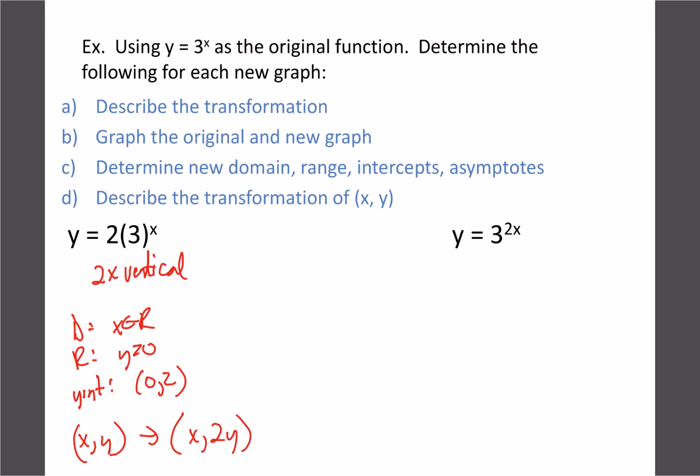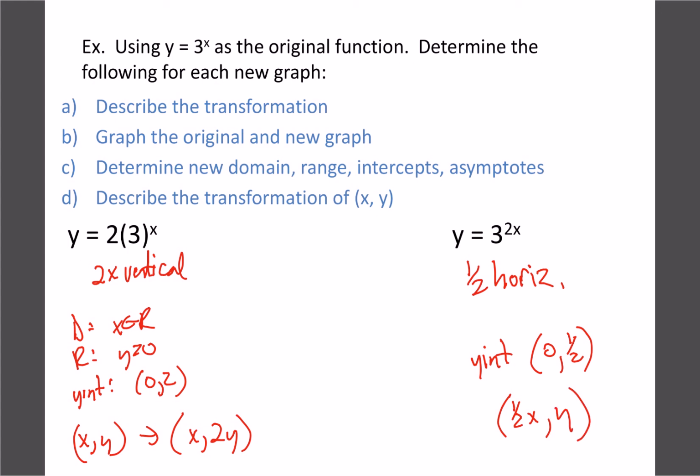And then in terms of our coordinate, our xy coordinate would go twice vertically, so that'd be x and 2y. And this other one, our last one, we've got 3 to the 2x. So you can see in this case, our 2 is a 1/2 horizontal stretch. So everything would be the same. Our y-intercept would change. Instead of it being at 1, it would be at 1/2 now. And our coordinates would be 1/2 horizontally, and our y would stay the same.